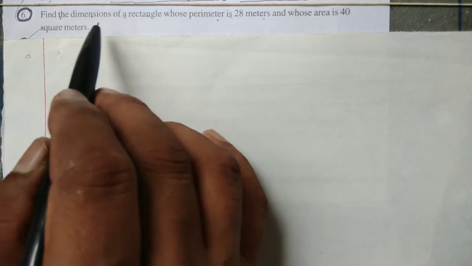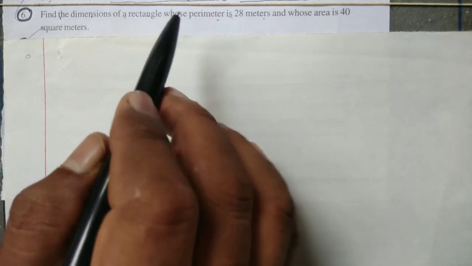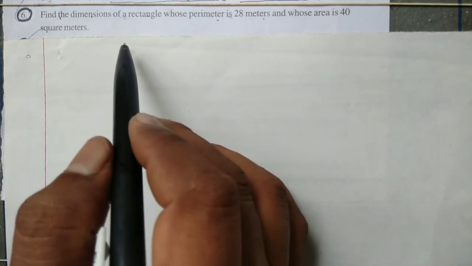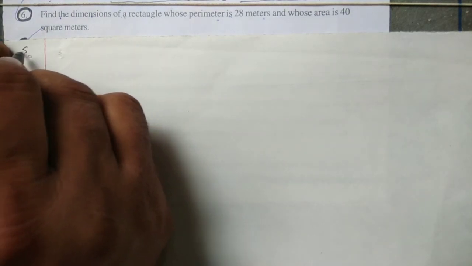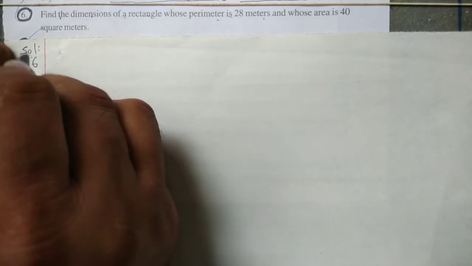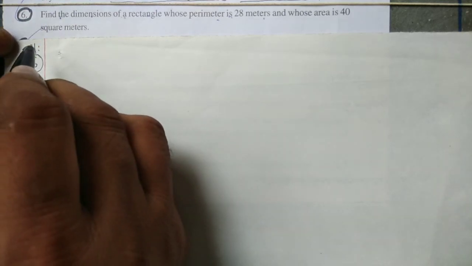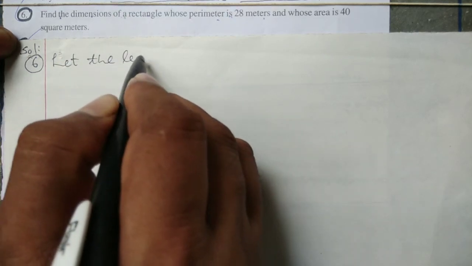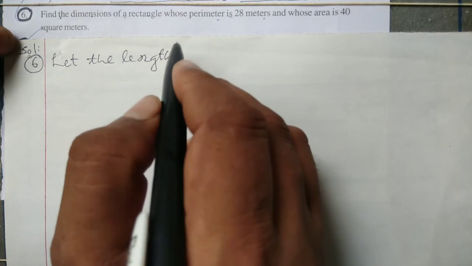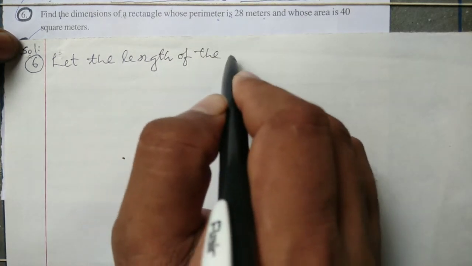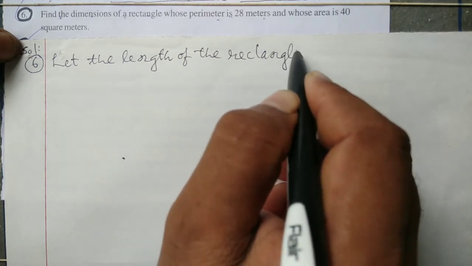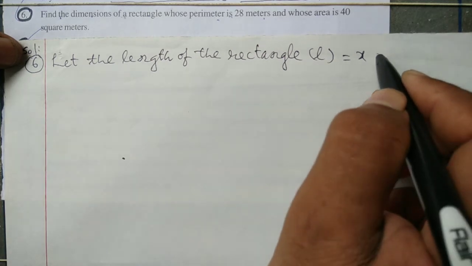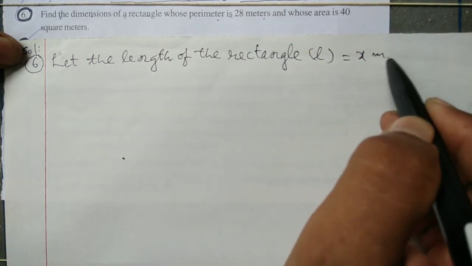Sixth problem, find the dimensions of a rectangle whose perimeter is 28 meters and whose area is 40 square meters. Solution for sixth problem. Let the length of the rectangle be x meters.